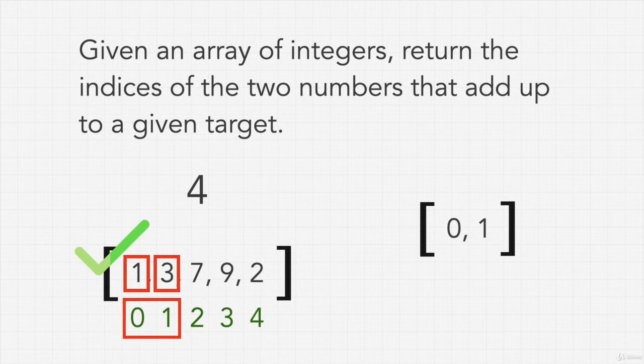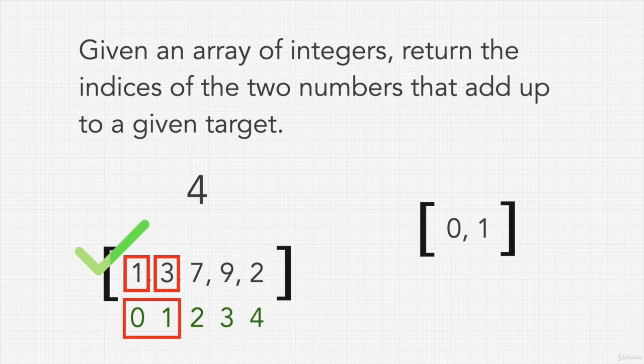This question did not require us, after we found the 1 and the 3, to check any other possible combination of numbers, because our question was simply asking us to return the indices of two numbers that added to a given target. The moment we found our target, we didn't care anymore.